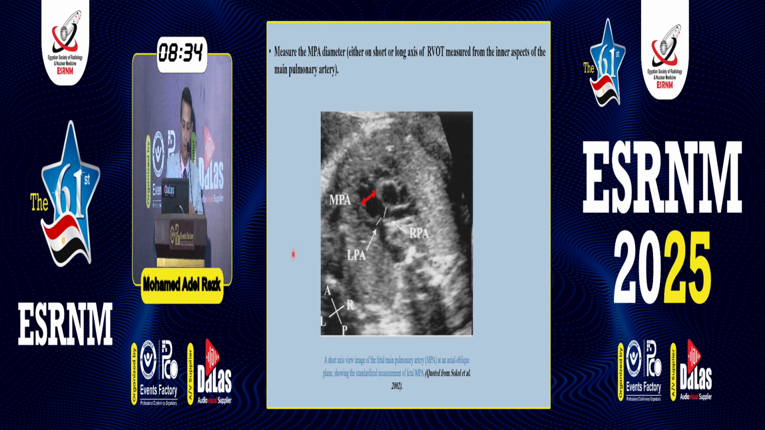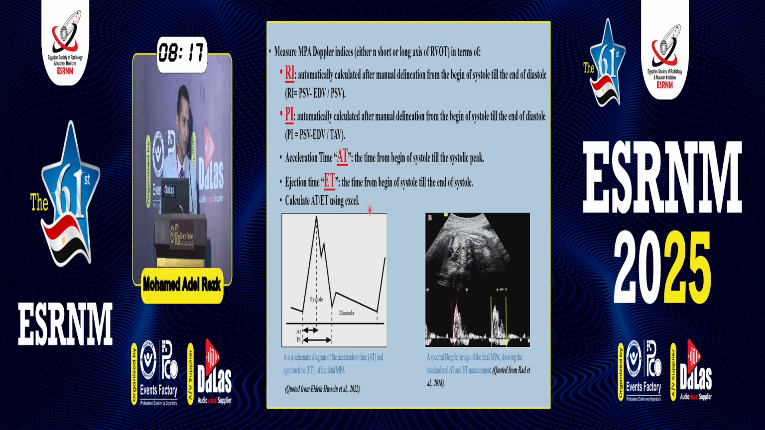And this is a view for the measurement of the main pulmonary artery diameter, and even to apply the Doppler. So this is the main pulmonary trunk and the bifurcation into the right main and left main pulmonary arteries. The Doppler indices which we relied on were the resistive and pulsatility index, acceleration time, and ejection time.